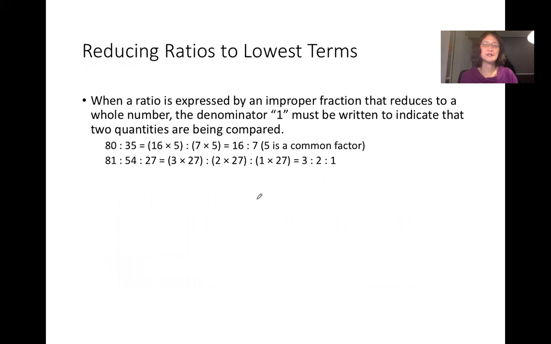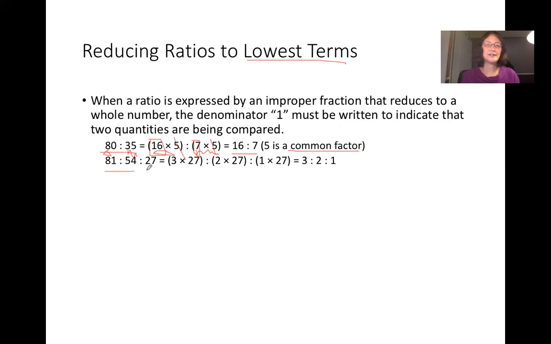Reducing ratios to lowest terms. Let's take a look at this example: 80 to 35. This is not lowest terms because 80 can be expressed as 16 multiplied by 5, and 35 is the same as 7 multiplied by 5. They both have 5, so we drop those 5s. The final result has 16 and 7 left, 16 to 7. This is the lowest term. You cannot reduce it further. And we call the number 5 a common factor.